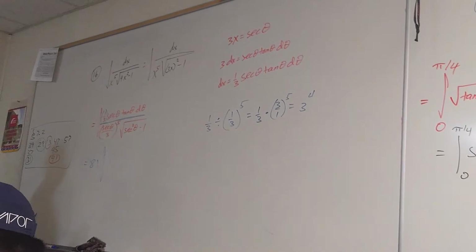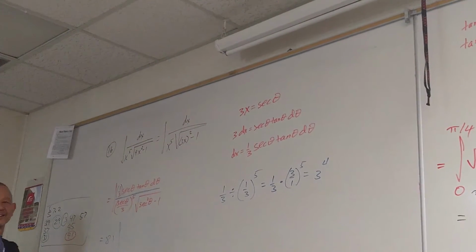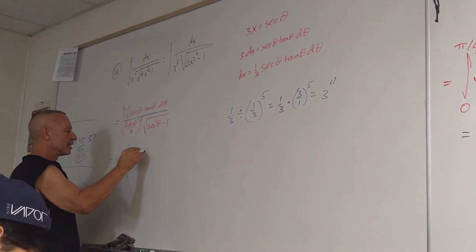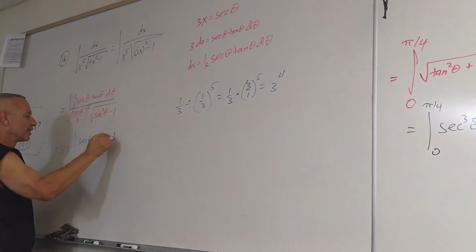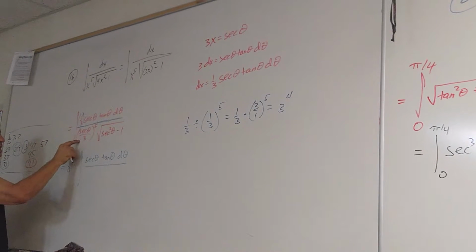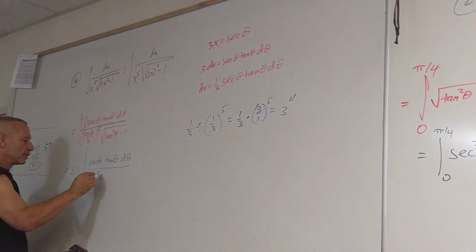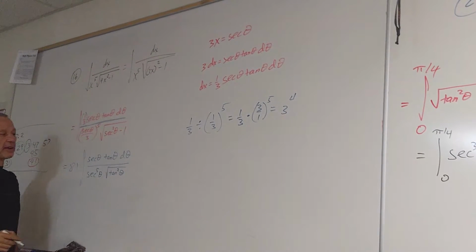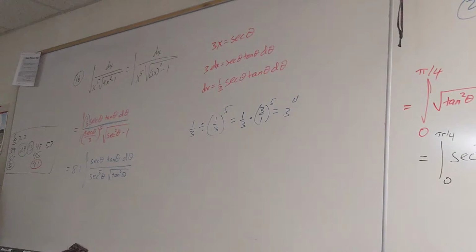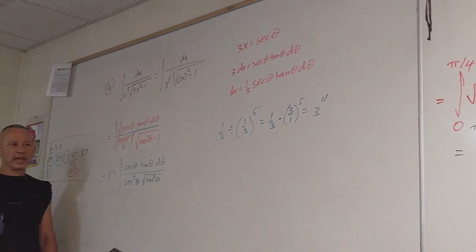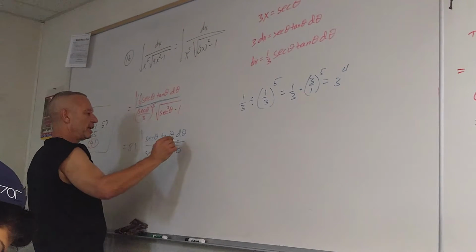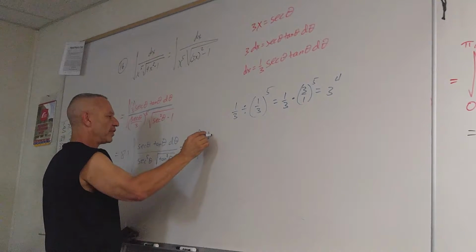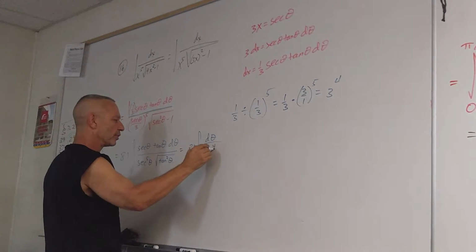How did you get 3 to the 4th? Oh, sweet. Okay. Secant theta tan theta d theta. Secant to the 5th. Square root of tan squared theta. Now, normally we would have to worry about absolute values. That's why they put the limits of integration on there so you don't. So we're just going to blow that off for now. And this is 81 integrals d theta over secant to the 4th.